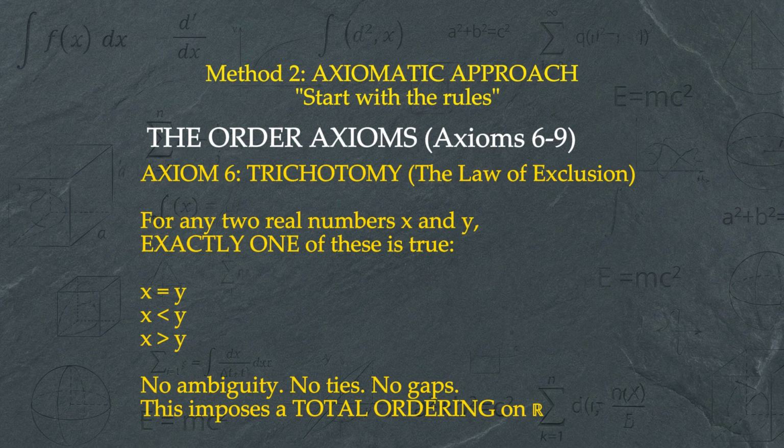It states that for any two real numbers, x and y, exactly one of 3 relations must hold. Either x equals y, or x is less than y, or x is greater than y. Exactly 1, not 2, not 0. This prevents all ambiguity and imposes what mathematicians call a total ordering on the set.